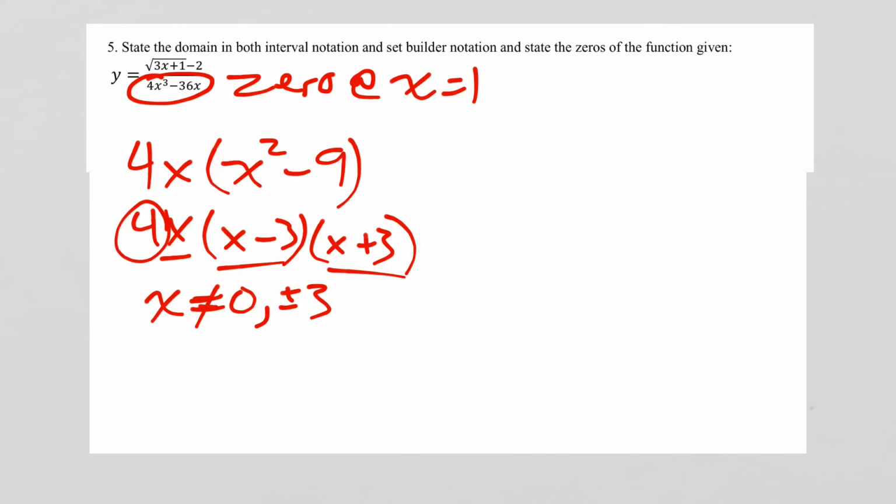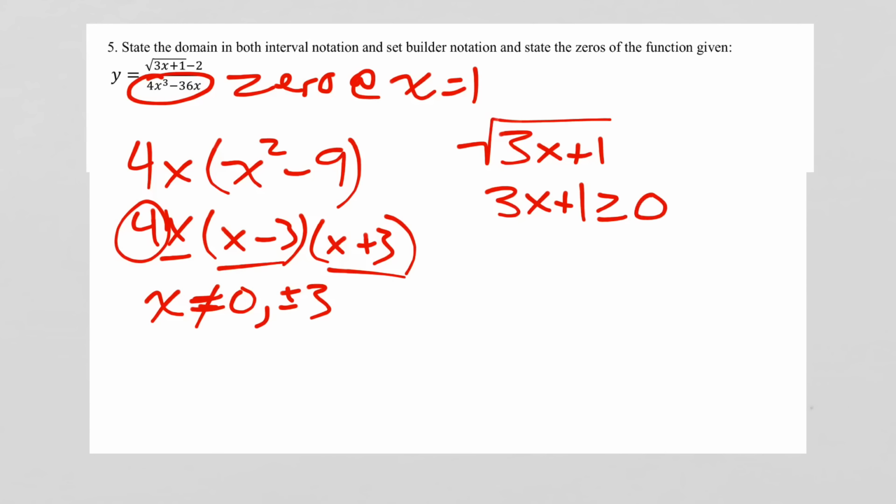But you're totally not, because of this 3x plus 1 right there. What do you know about a square root? You know that you cannot put a negative into a square root. So we need 3x plus 1 to be greater than or equal to 0. Solve it for x. 3x is greater than or equal to negative 1. x is greater than or equal to negative 1/3.